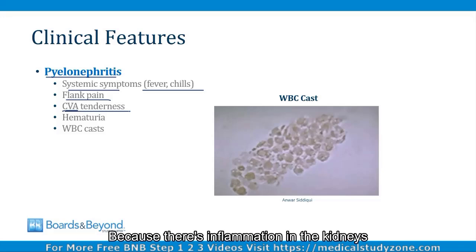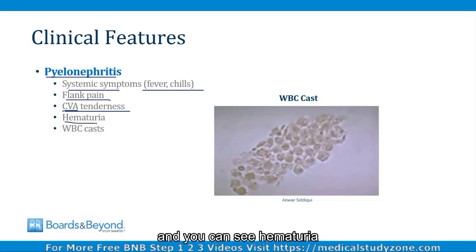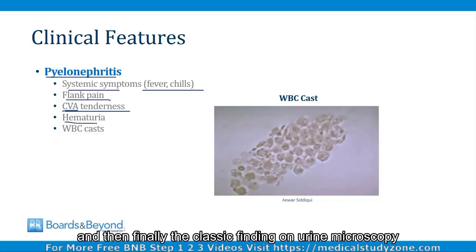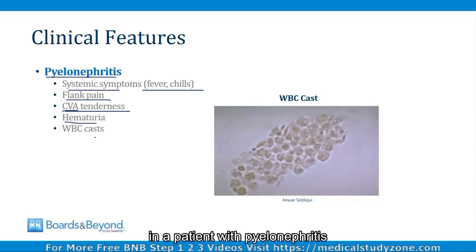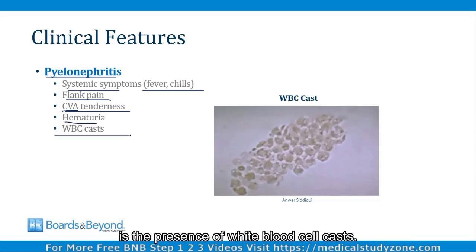Because there's inflammation in the kidneys in pyelonephritis, some red cells will often leak into the urine, and you can see hematuria. And then finally, the classic finding on urine microscopy in a patient with pyelonephritis is the presence of white blood cell casts. This is a picture of a white blood cell cast on the screen here. These are formed as white blood cells move through the lumen of the nephrons.